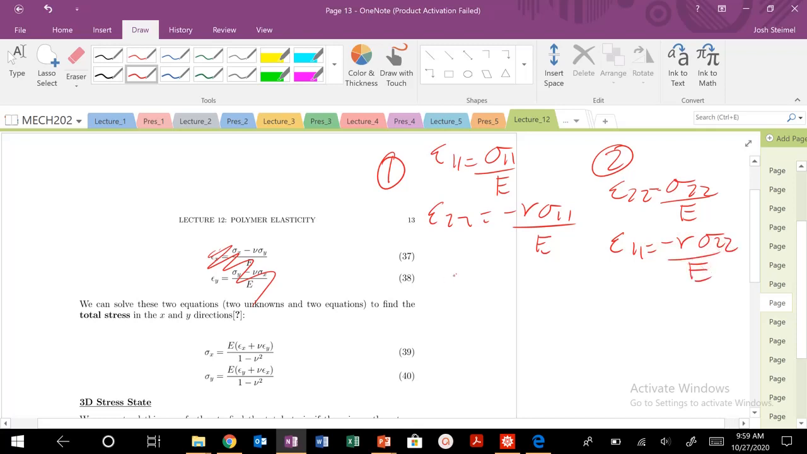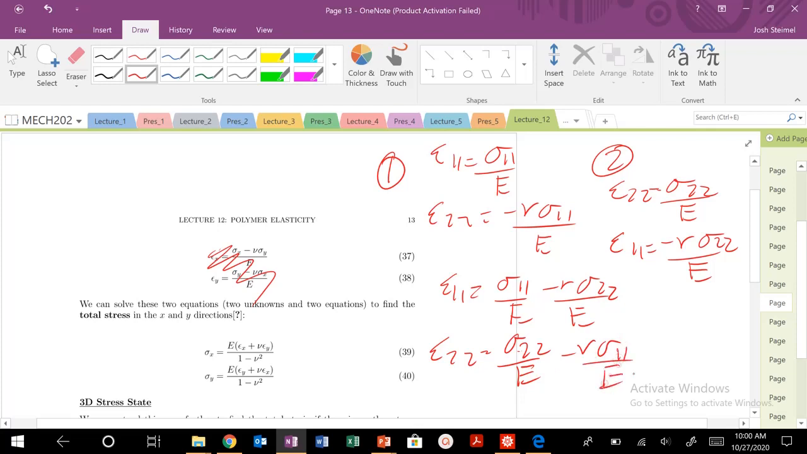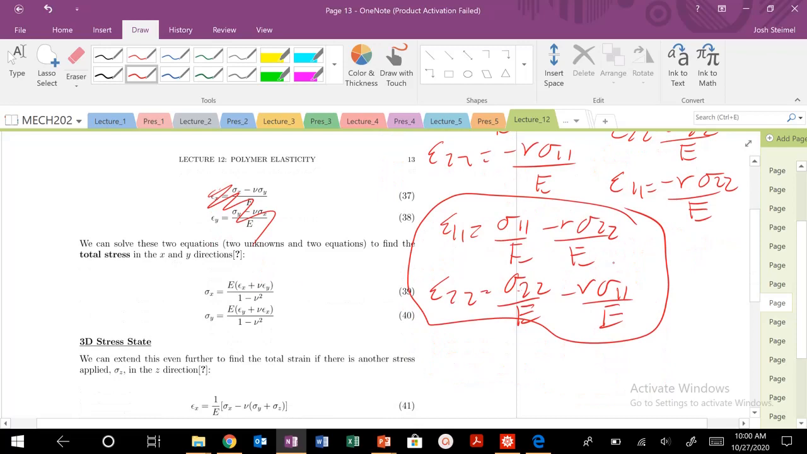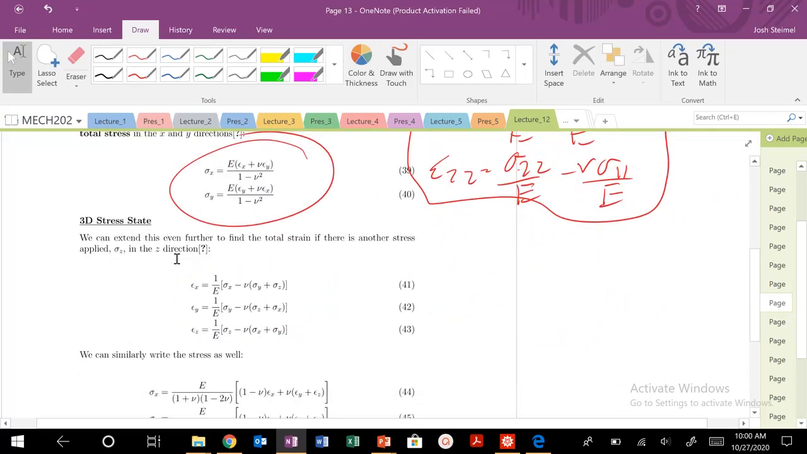So if I look at my strain in the 1, 1, that's going to be equal to what? It is going to be equal to sigma 1, 1 over E minus nu sigma 2, 2 over E, and E2, 2 is going to be equal to sigma 2, 2 over E minus nu sigma 1 over E. That's it. So that's my strain in the one direction. I could also rearrange and write out the total stresses in the 1, 1 directions, and I could extend this to the 3D state as well.